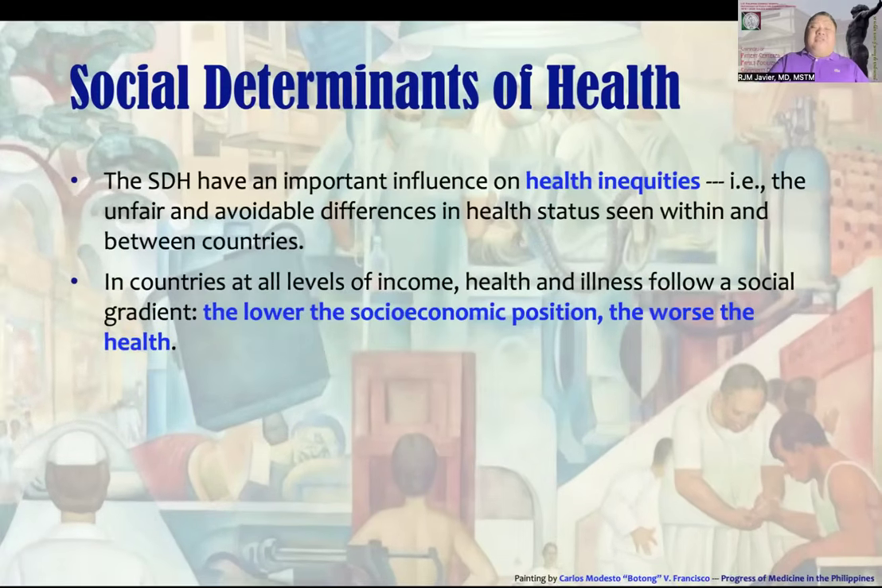The social determinants of health have an important influence on health inequities. When I say inequities, this would refer to the unfair and avoidable differences in health status seen within and between countries. The sad reality is, in countries at all levels of income, health and illness follow a social gradient, meaning to say, the lower the socioeconomic position, the poorer the condition of health of that people. I always believe, and I opine, that health is always political in nature.